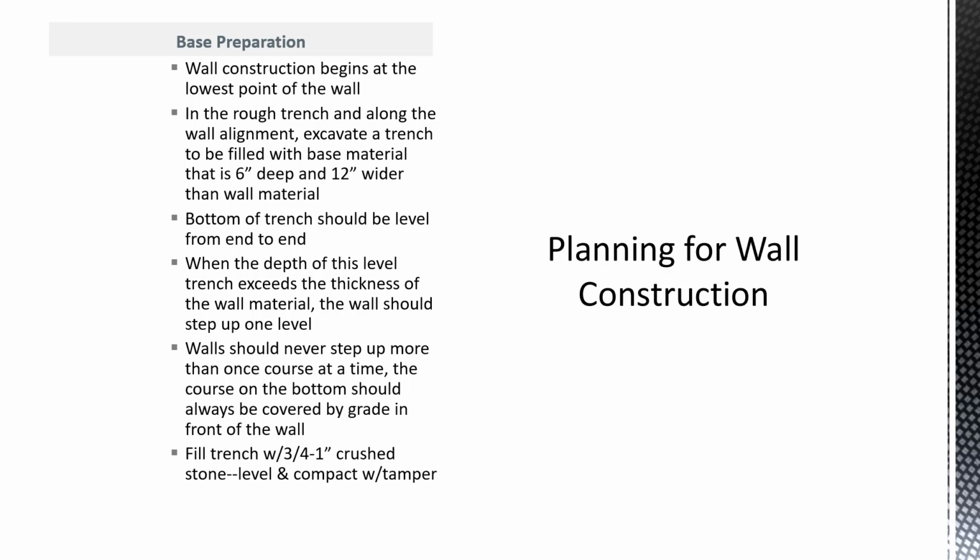Your base prep: wall construction begins at the lowest point of the wall. In the rough trench and along the wall alignment, excavate a trench to be filled with base material that is 6 inches deep and 12 inches wider than the wall material. Bottom of the trench should be level from end to end, and that's when you're going to have to get out your transit and make sure that it's level all the way across. When the depth of this trench level exceeds the thickness of the wall material, the wall should step up 1 level. Walls should never step up more than 1 course at a time. The course on the bottom should always be covered by grade in front of the wall.